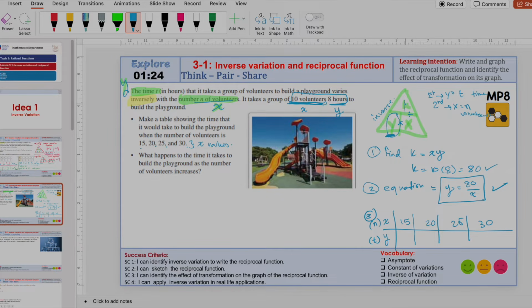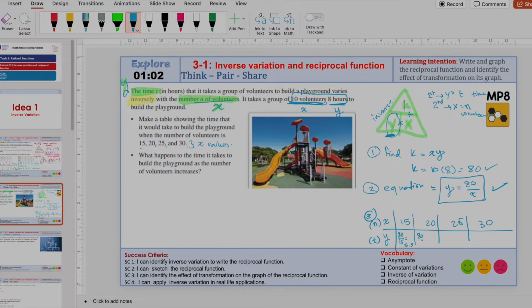What do you have left? It's k over x. So every single time divide the k by the x. So here the k is 80, divide by our x, 15. Check your answer. It's gonna be 4 maybe, I'm not sure. 80 divided by 15 is 5.3.